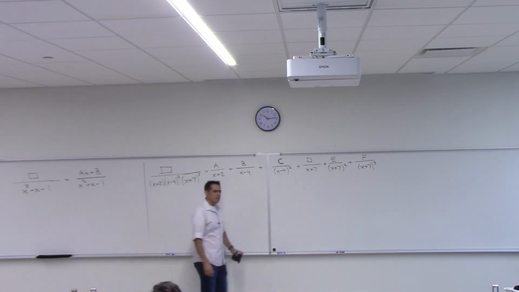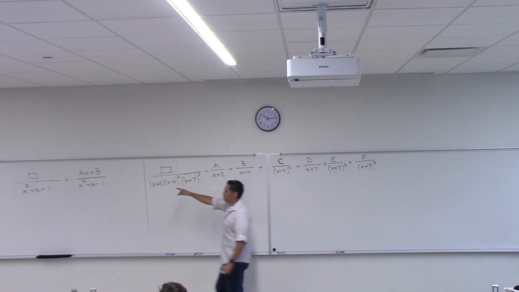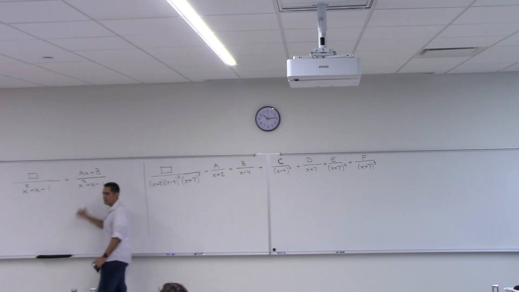Why do you think we do that? From last class, we know how to do that, don't we? From last class, we learned how to do this. We know how to do linear over irreducible quadratic from last class, right? So we should be able to handle this.